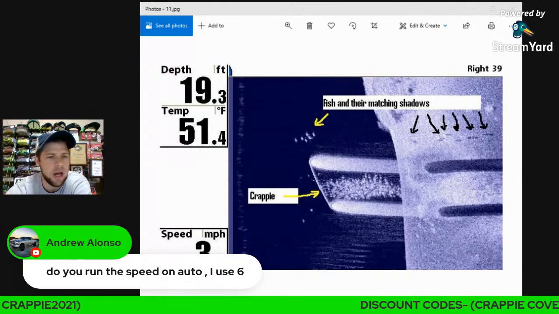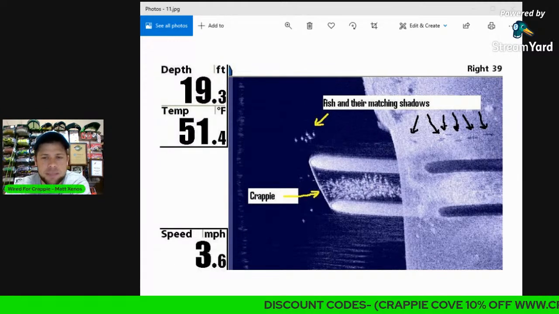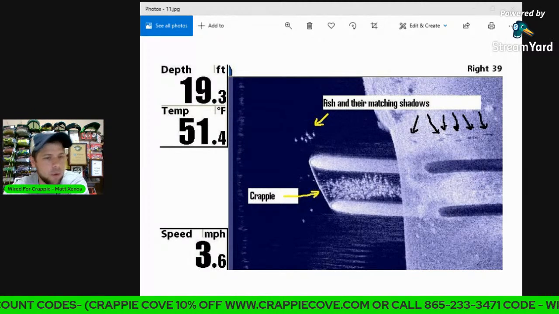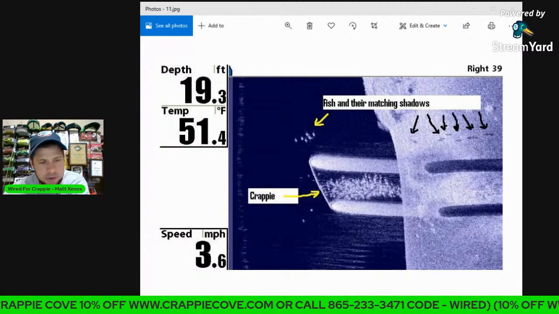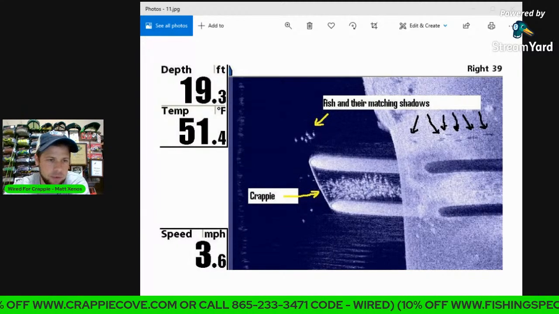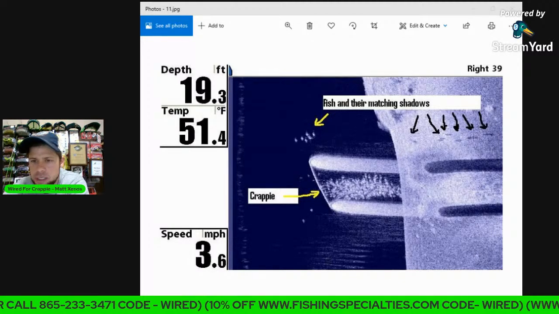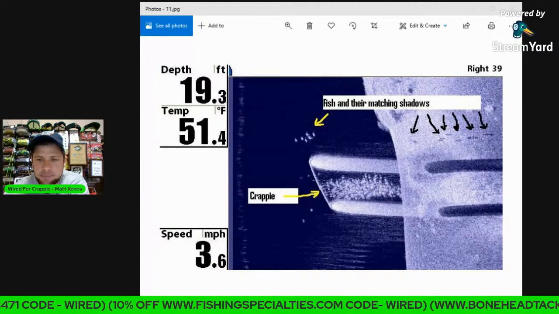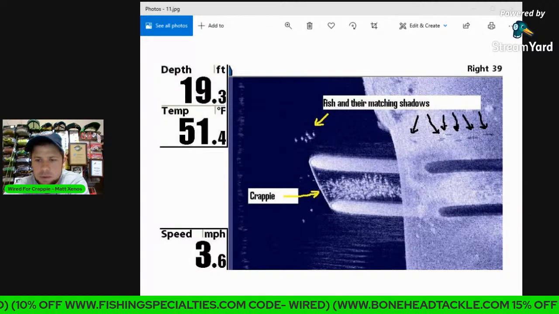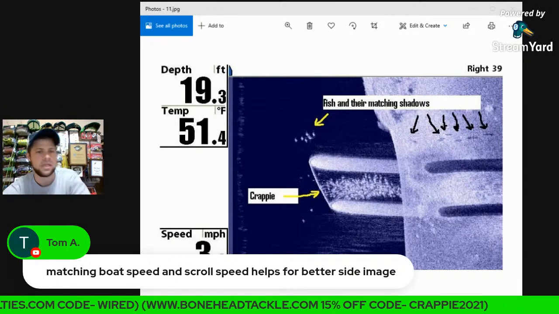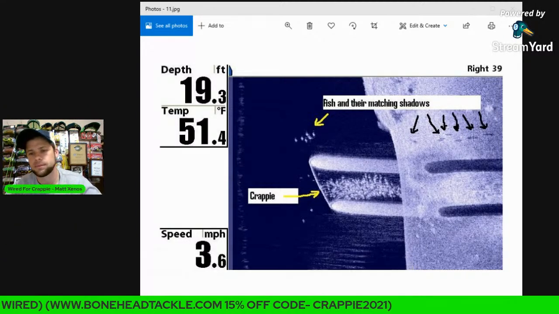Do you run the speed on auto? No, I do not run my speed on auto. I generally match my scroll speed with my boat speed. So if I'm running 4 miles an hour, I put it on 4. If I'm running 5, I put it on 5. If I'm running 3, I put it on 3, and so on and so forth. Screen speed to boat speed, you need to match that. Tom A, got it. Matching boat speed and scroll speed helps better side imaging. You're correct.